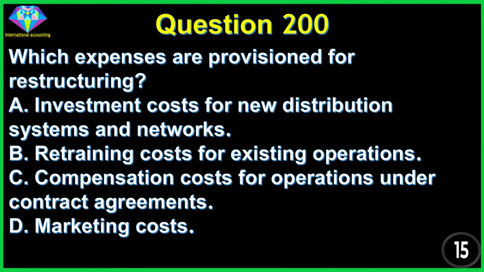Which expenses are provisioned for restructuring? A. Investment costs for new distribution systems and networks. B. Retraining costs for existing operations. C. Compensation costs for operations under contract agreements. D. Marketing costs. The answer is C. Compensation costs for operations under contract agreements.